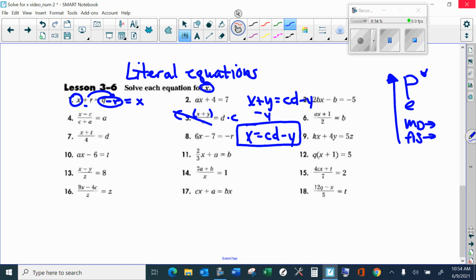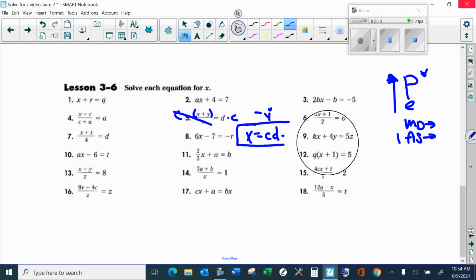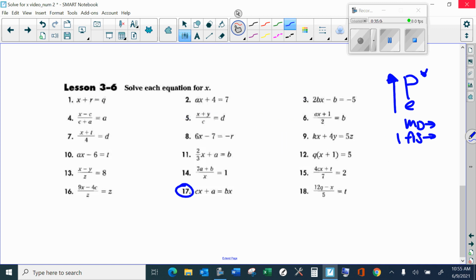Now, the one tricky part on this is when you have a problem like 17. When you have an x in two different terms in your equation. All the other places here, x is only in one term. Okay, this one has two, so this is the tricky one. I need to first get my x's to the same side. So that means I'm going to subtract that across and leave the a there. So I have a equals bx minus cx. Okay, so now the x's are on the same side.